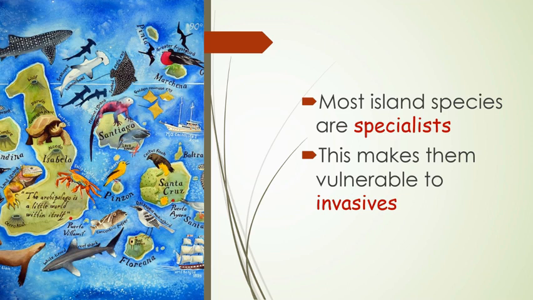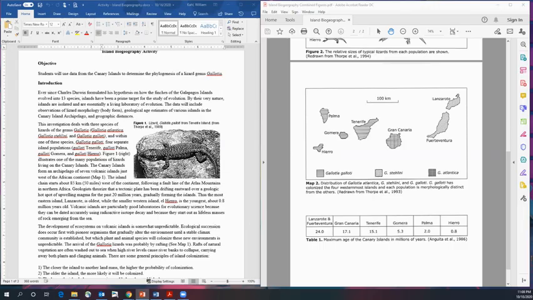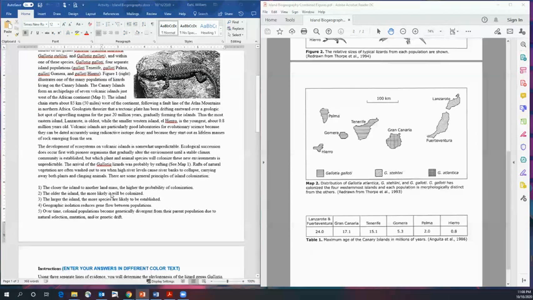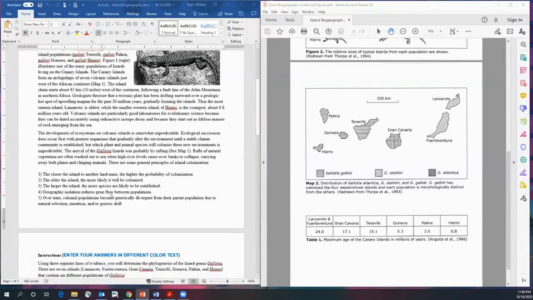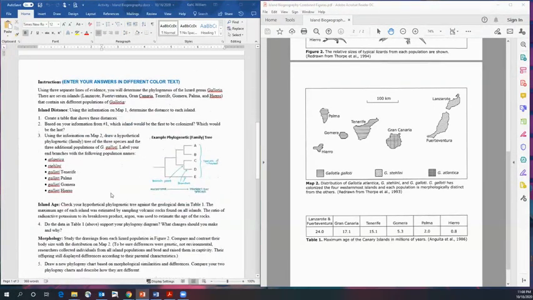All right, well, let's talk about the activity that you're going to be doing. You're going to be looking at lizards from the Gallotia genus on the Canary Islands off of Africa. There are 3 different species, and then one of those species has 4 separate populations that are different from each other. In this activity, you're going to look at some of the general principles of island colonization. You're going to construct some different family trees.